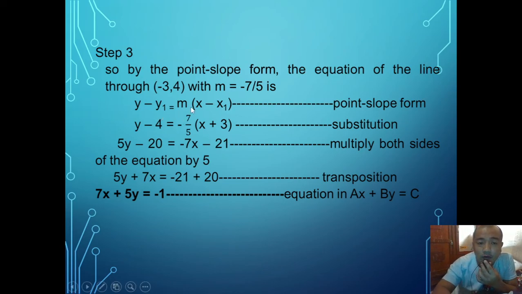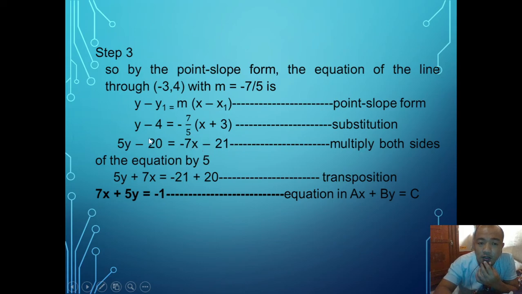y minus y sub 1 equals m times x minus x sub 1. y minus 4 equals negative 7/5 times quantity x plus 3. So, from here, we will multiply this by 5. 5y minus 20 equals negative 7x minus 21.